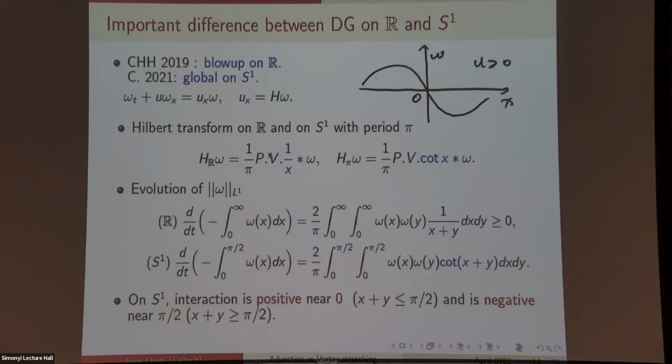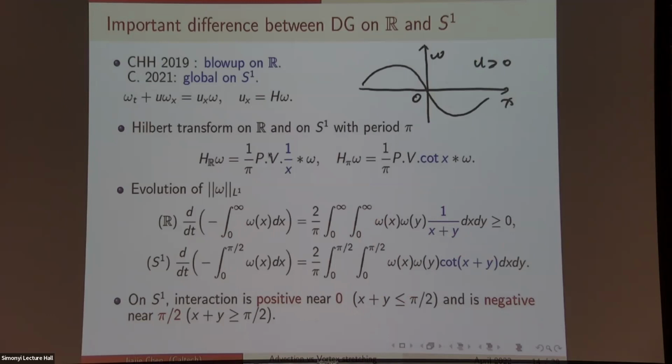This can be understood by studying the L1 evolution. Firstly, in the real line case and the circle case, the Hilbert transforms are different. One is given by 1 over x, one is given by the cotangent of x. And the evolution of the L1 norm is governed by this interaction.